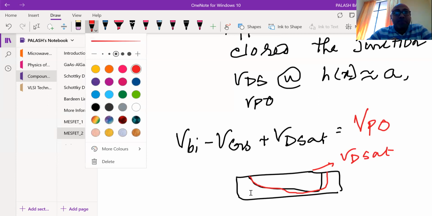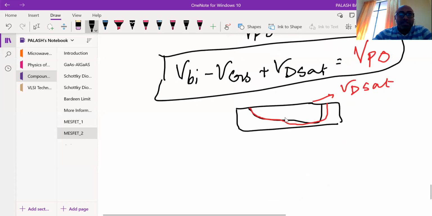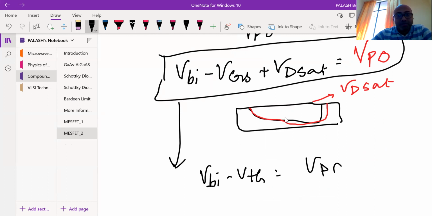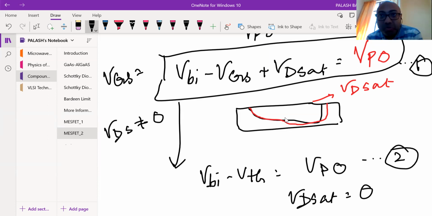You will remember the conditions very carefully. We have already achieved one condition, and when you apply drain to source voltage, another condition you already achieved. This is also VP0. But here VD SAT is equal to 0, and here both VGS and VD SAT, VDS are not equal to 0. So these two conditions, please try to understand.